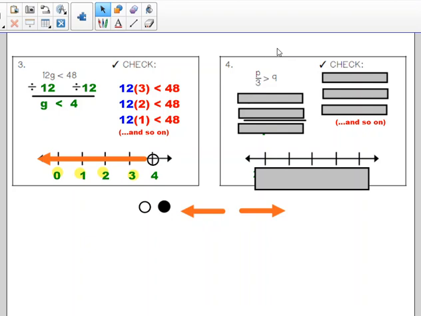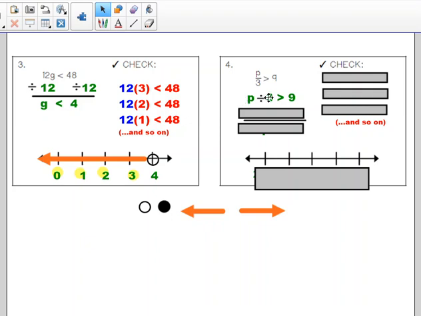In number 4, we have this value, p divided by 3 is greater than 9. Well, I just rewrote it first, p divided by 3, just to let you see this is really division. We should kind of understand that and be okay with it.